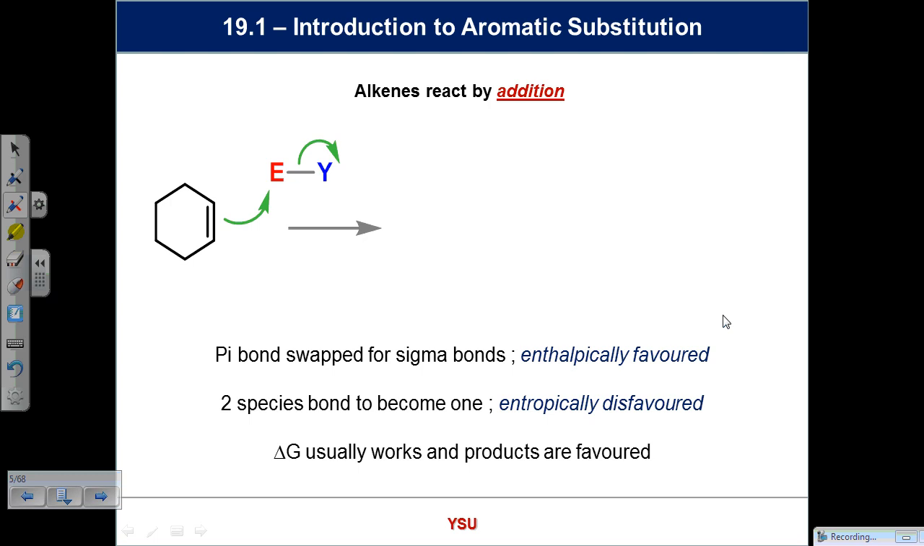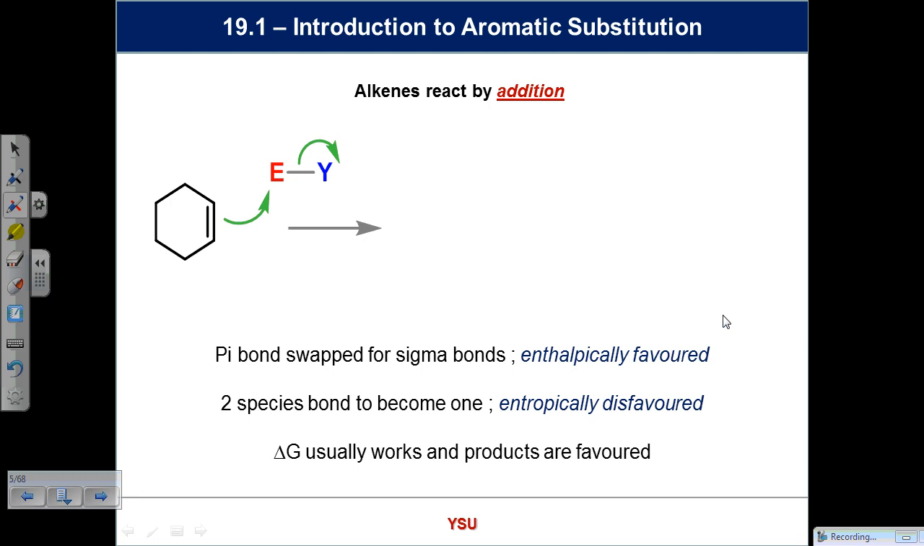To get started on this, go back and look at addition reactions of alkenes, and think about the driving force. Why were these things allowed? Why were these things good? And the answer usually is because you're swapping pi bonds for sigma bonds. That's always a good thing because those sigma bonds tend to be more stable. And the pi electrons are quite weakly held. They're not as tightly held as sigma electrons because they're further away from the nucleus.